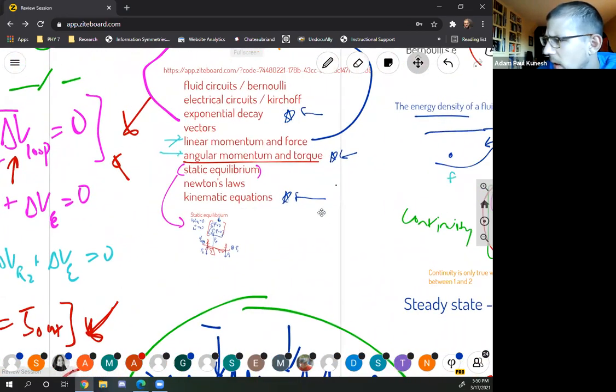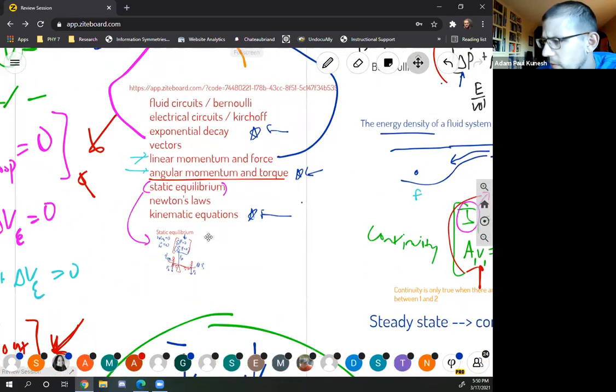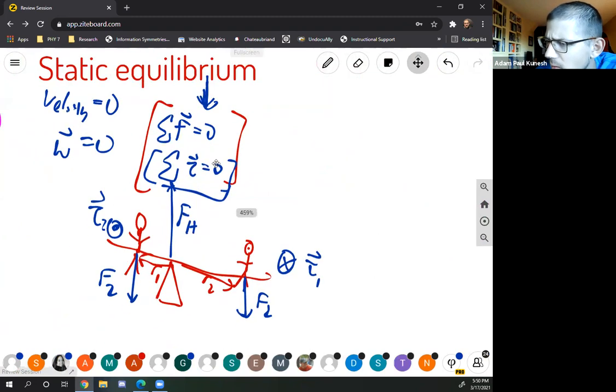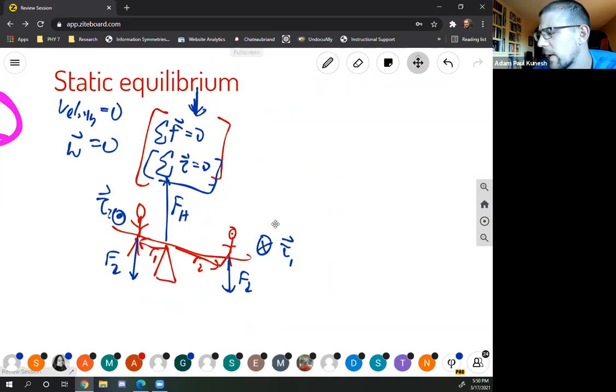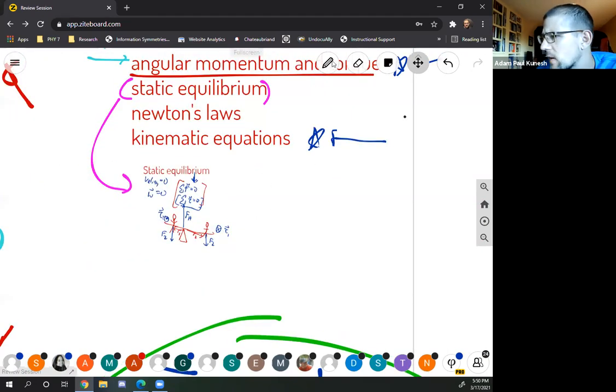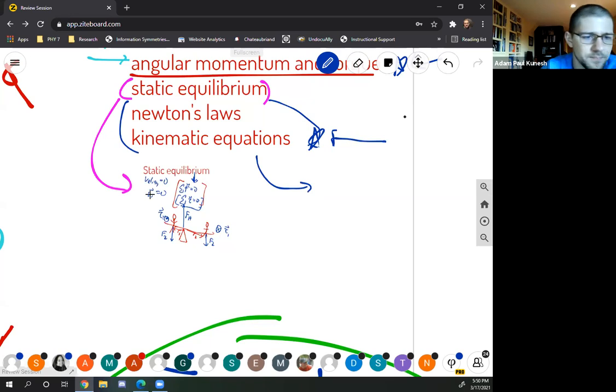Okay, it's been 5 minutes, so I'll call it there for static equilibrium. That's all static equilibrium is. The sums of the forces have to sum to 0. The sums of torques have to be 0. The last things to talk about are Newton's laws and the kinematic equations, which I have spelled correctly. All right, and I'll make those go right here just for fun.